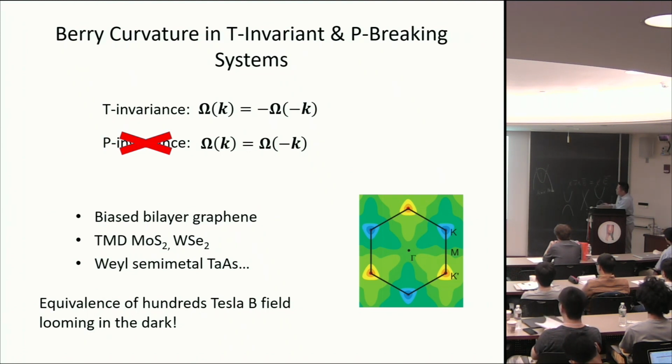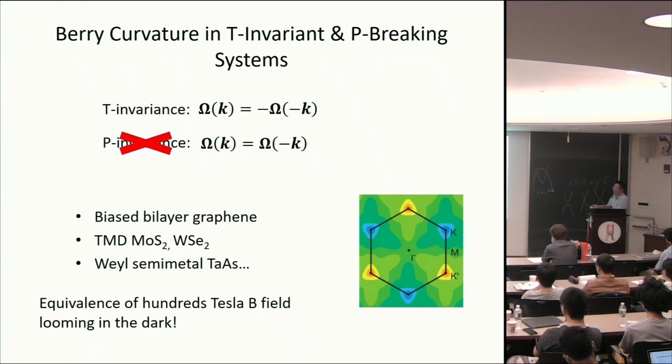Now, what's interesting is that, as you heard this morning from Feng Wang, many of these 2D materials are time reversal invariant, but they break inversion symmetry. So in this case, the Berry curvature can still be finite in k space, but k and minus k have to have opposite Berry curvature, right? So this Berry curvature is concentrated, for example, near the corner of the Brillouin zone in bilayer graphene and in transition metal dichalcogenides.